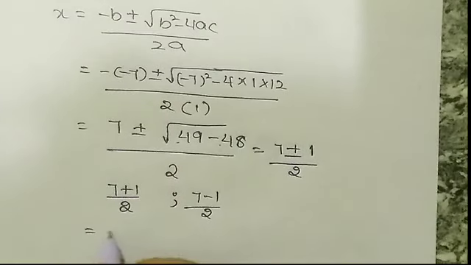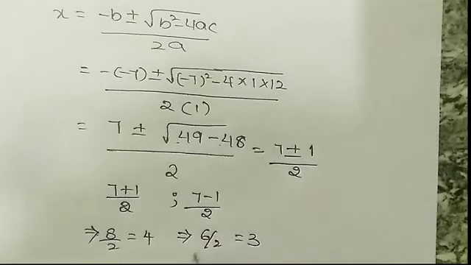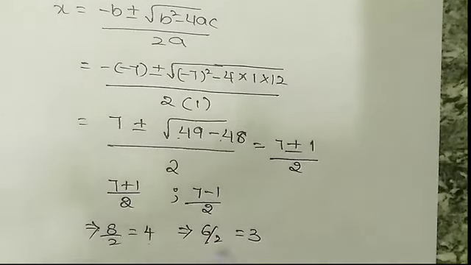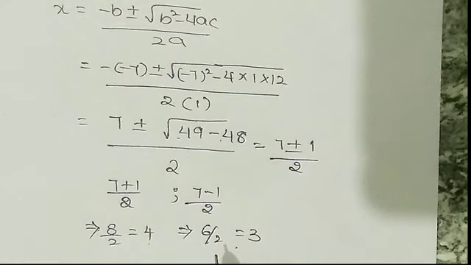So we have two roots. Minus 1 plus root 9 is 3 by minus 2, that is one root, and minus 1 minus 3 by minus 2 is another root. Minus 1 plus 3 is 2 by minus 2, that is equal to minus 1, and another root, minus 1 minus 3 is minus 4 by minus 2, is equal to 2. So the roots of the equation are minus 1 comma 2.